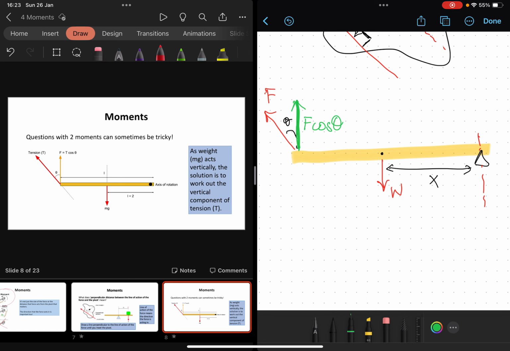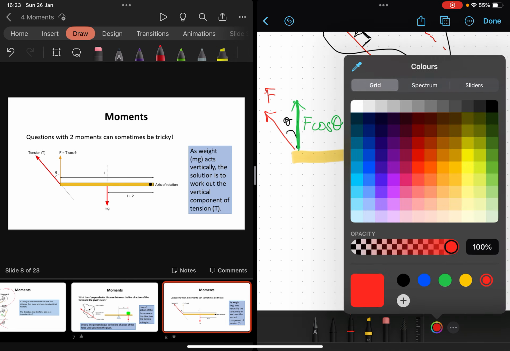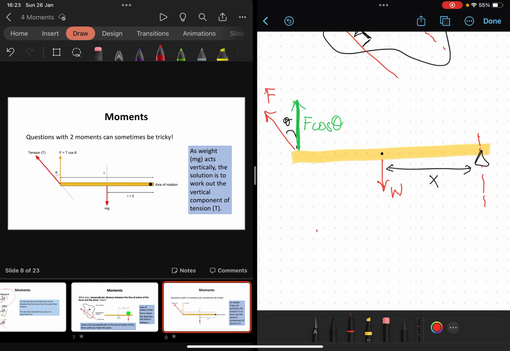So I now draw my dotted line from the pivot. And there's the line of action. And that's the distance that's important. That is the perpendicular distance between the line of action of the force and the pivot.